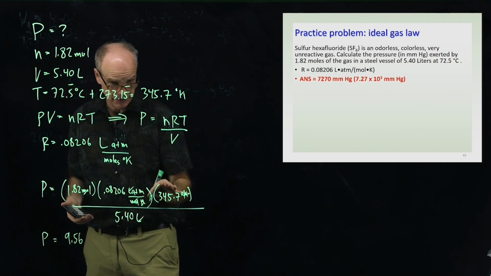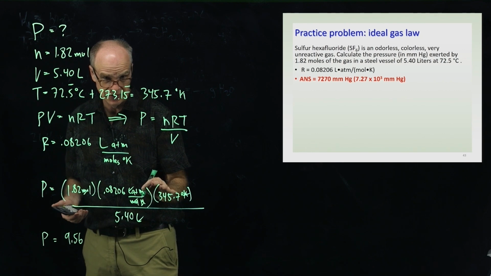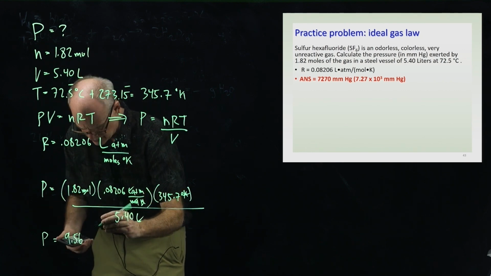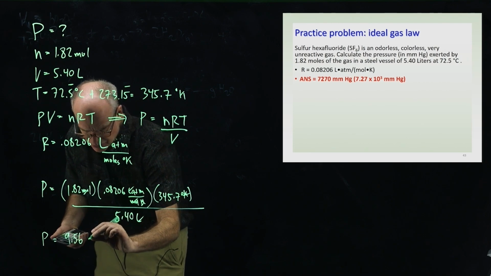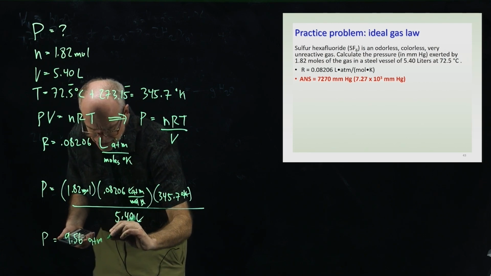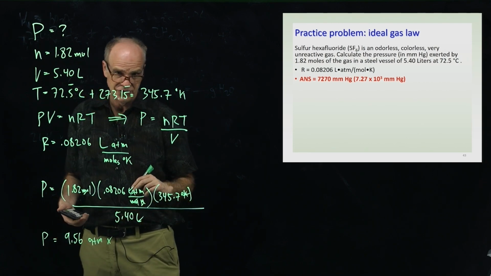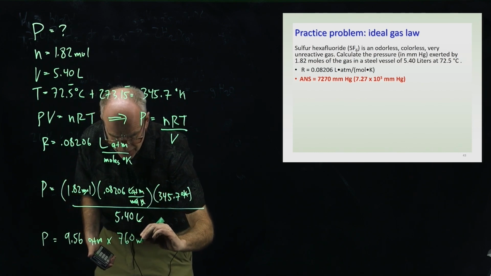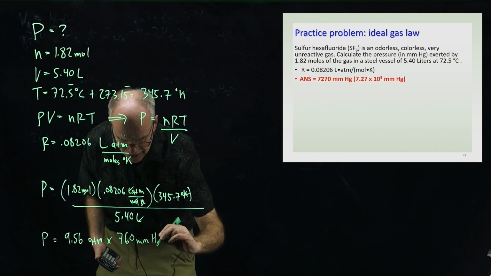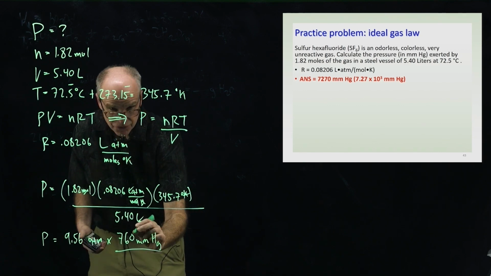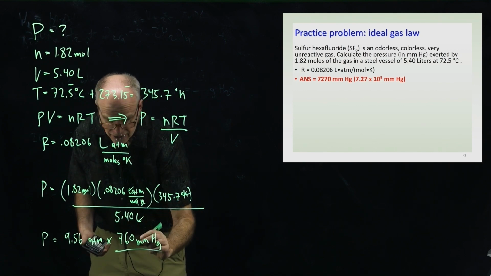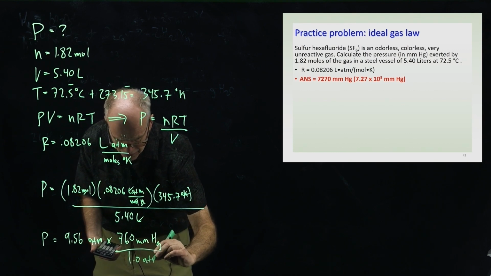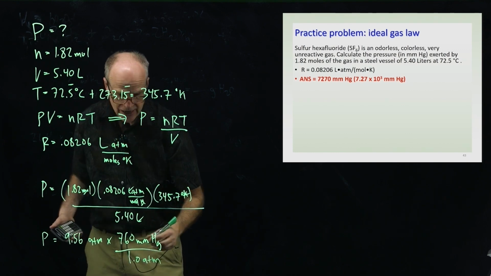I'm going to round this to the correct number of significant figures at this point, because that's what the book does after you plug numbers into the equation. There should be 3 significant figures, so I get 9.56 atmospheres. Now that's not the answer. We really had to convert this into millimeters of mercury. So I'm going to multiply it by 760 millimeters of mercury, and I think these 3 digits are considered significant, over 1.0 atmosphere. The 1 is an exact number.